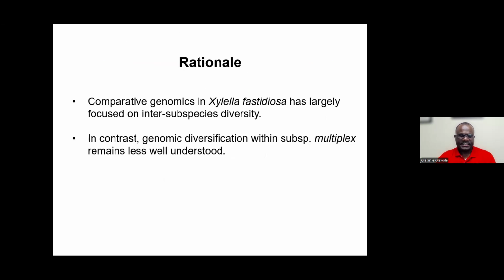Despite extensive studies that compare subspecies, much less is known about diversification within the subspecies multiplex. Previous genomic studies have primarily focused on differences between subspecies. Comparatively little attention has been given to variation within subspecies multiplex, and the evolutionary forces that shape diversification within this particular subspecies remain unclear.